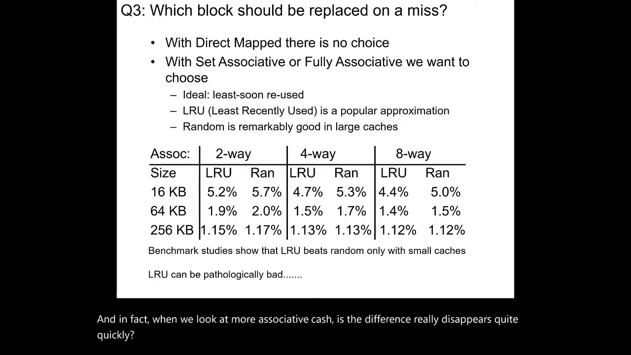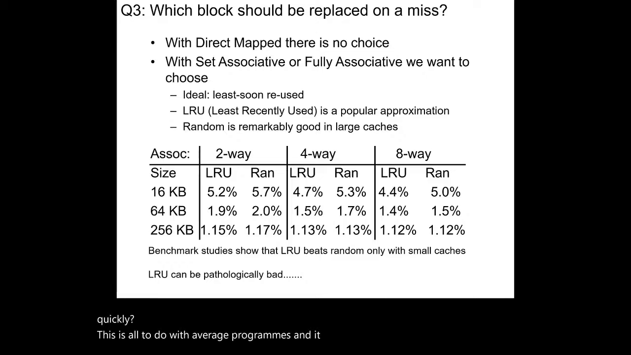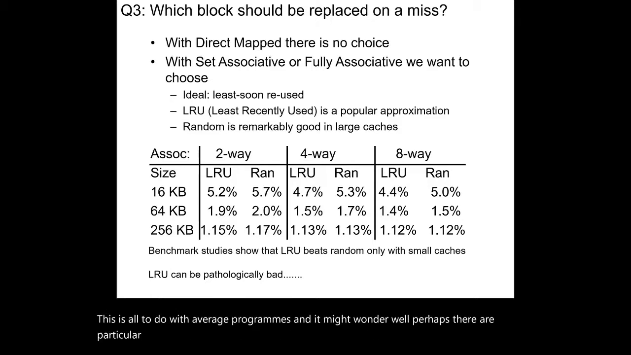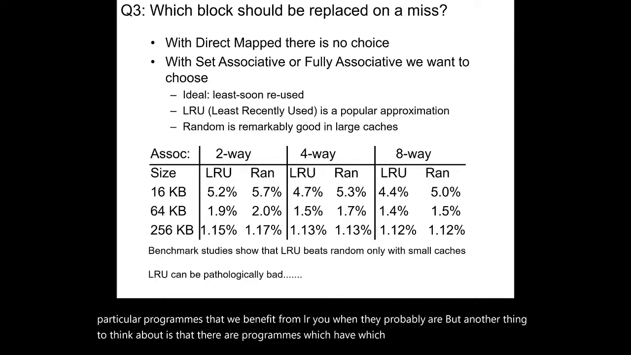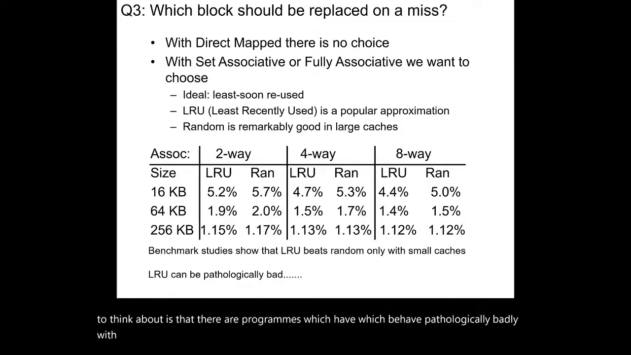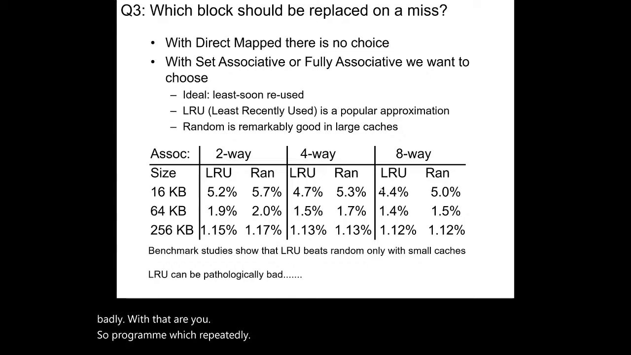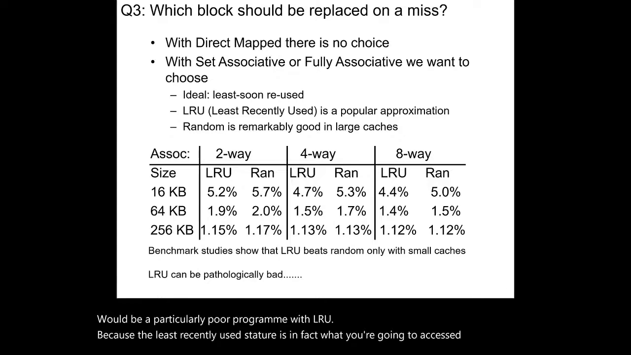Now, this is all to do with average programs. And you might wonder, well, perhaps there are particular programs that would benefit from LRU. And there probably are. But another thing to think about is that there are programs which behave pathologically badly with LRU. So a program which repeatedly sweeps over an array that doesn't quite fit in the cache would be a particularly poor program with LRU, because the least recently used data is in fact what you're going to access quite soon.